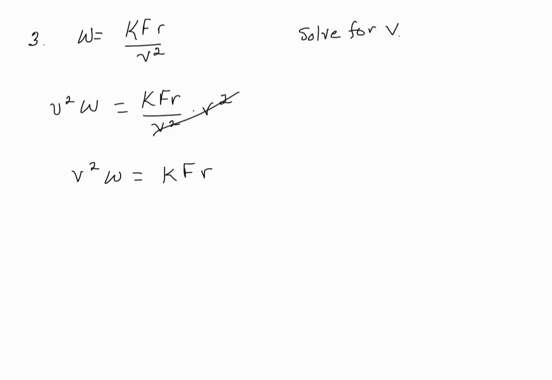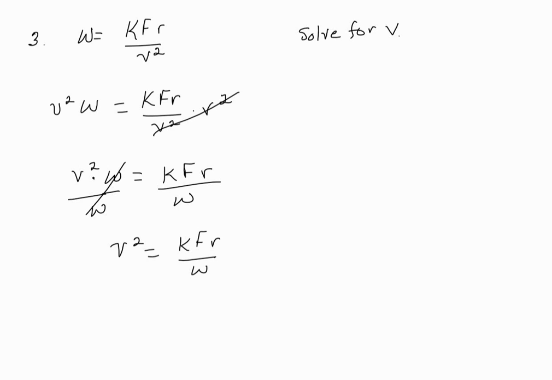And now I need to get rid of the w, so divide both sides of my equation by w. And I'm dividing because that's the inverse of multiplication, right? The w is being multiplied here by that v squared. And to undo that, I'm going to do the inverse of multiplication, which is division. So that cancels. So v squared equals k f r divided by w.